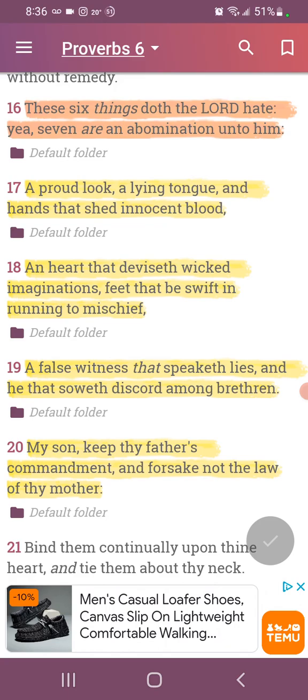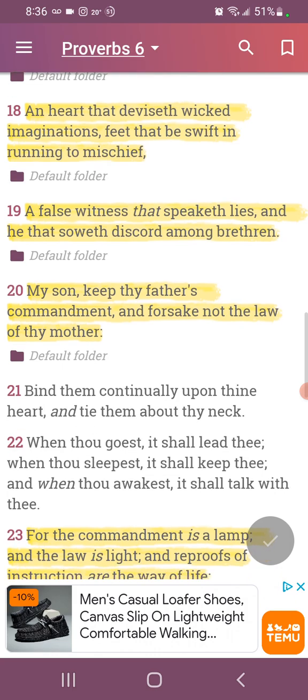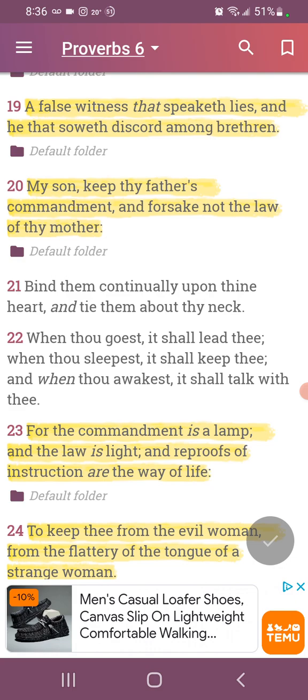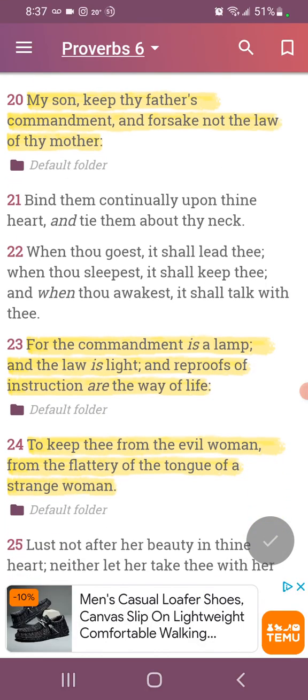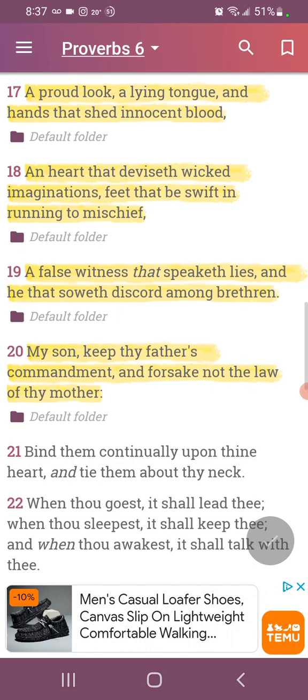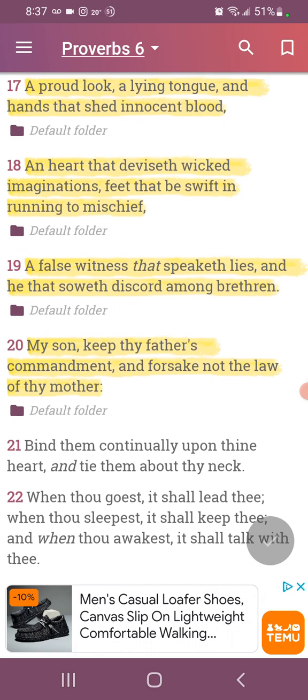And let's read. Verse 17, a proud look, a lying tongue, and hands that shed innocent blood. Verse 18, a heart that devises wicked imaginations, feet that be swift in running to mischief. A false witness that speaketh lies, and he that soweth discord among brethren. Right? Verse 20, my son, keep thy father's commandment, and forsake not the law of thy mother. Bind them continually upon thy heart, and tie them about thy neck, right? So these are things that the Lord calls an abomination, things that he hates or he finds disgusting, right?